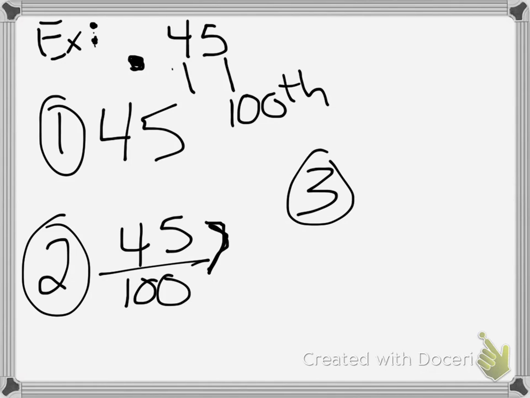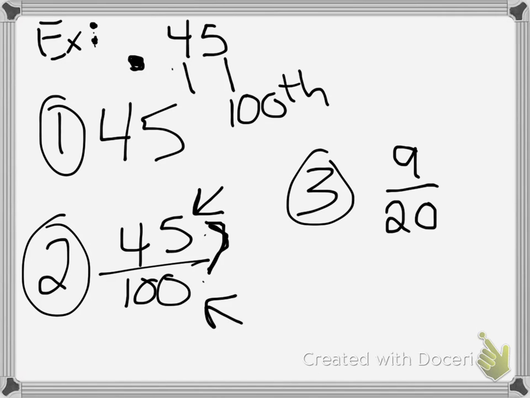So we have to look, what can go into 45 and 100? Well, if they end in a 5 and a 0, 5 can always go into it. So what I'm going to do is divide 45 by 5. When you divide 45 by 5, you get 9. And if you divide 100 by 5, you get 20.